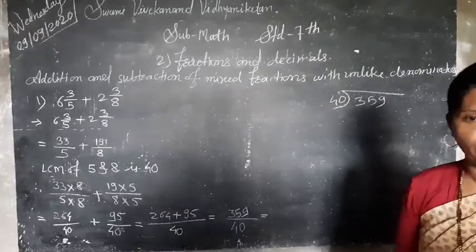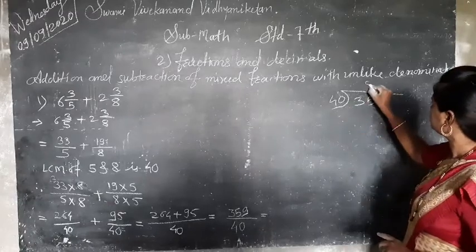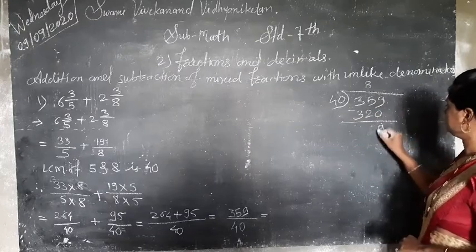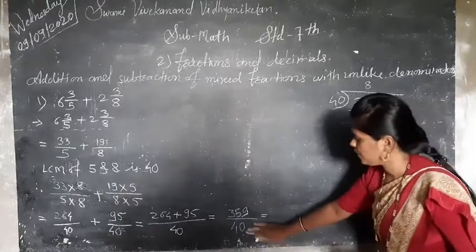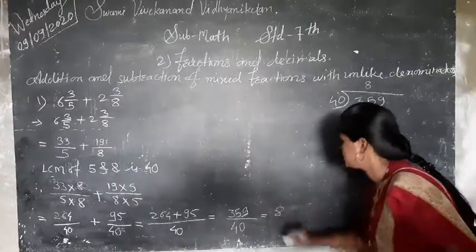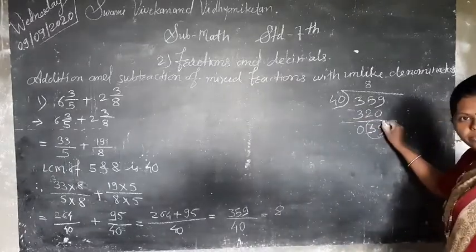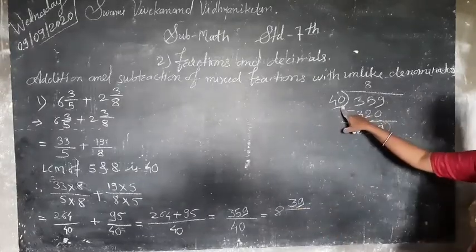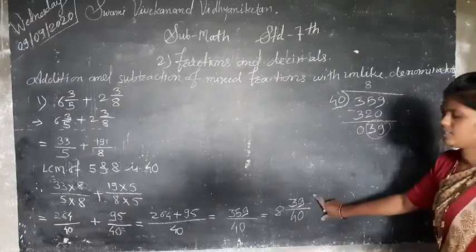So this way you have to find your final answer. So 40 9s are 360... 40 8s are 320, so it's 8, and the remainder is 39. Further we can't solve that. So that simple fraction you can now write as a mixed fraction. Your quotient you have to write first, as your whole number. Now your remainder you have to mention at the numerator, and your divisor you have to mention as it is at the denominator. Now your answer is completed.